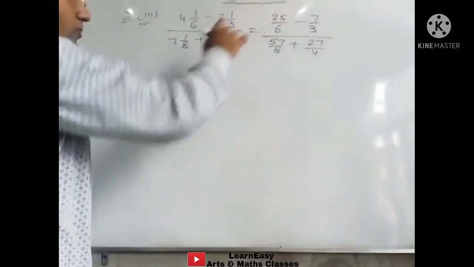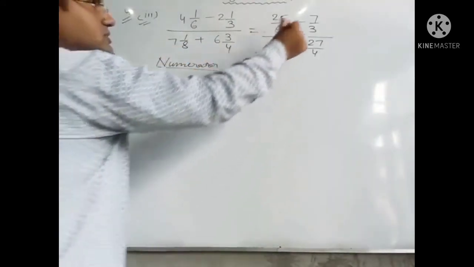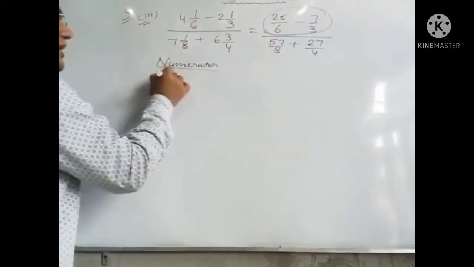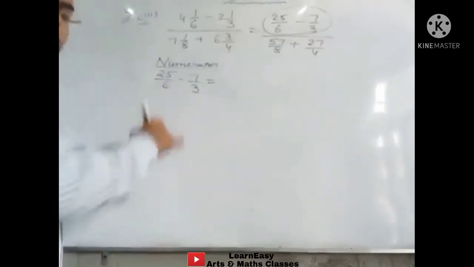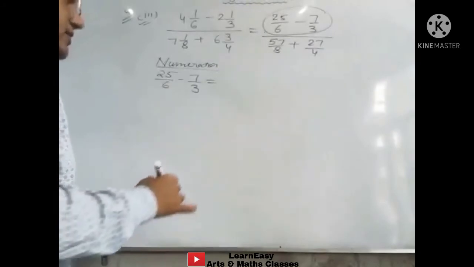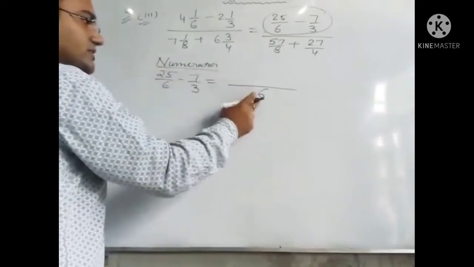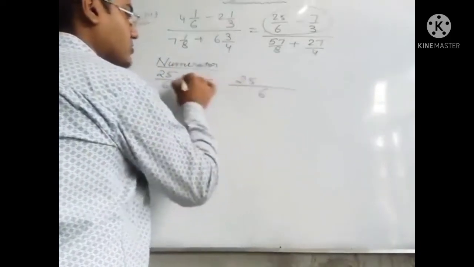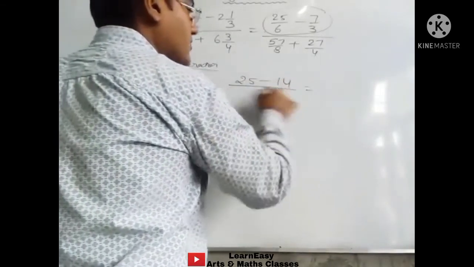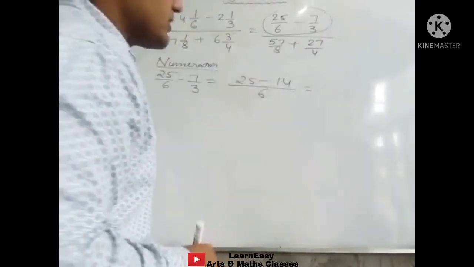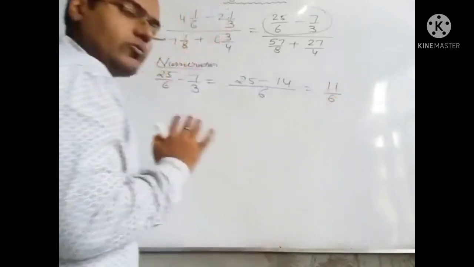Now what will be the next step? First of all we will take the numerator. Numerator means this upper part we have to take. We will write here, numerator is 25 upon 6 minus 7 upon 3. Now in order to subtract these two, you know very well we have to take the LCM. LCM of 6 and 3 will be 6 only. 6 times 1 is 6, 1 into 25, answer will be 25, minus 3 times 2 is 6, 2 into 7 will be 14. On subtracting them we get 25 minus 14 is 11 upon 6. So the numerator is solved now.